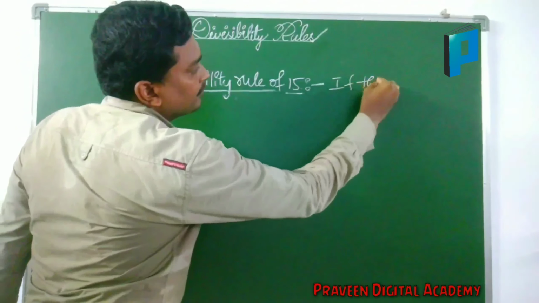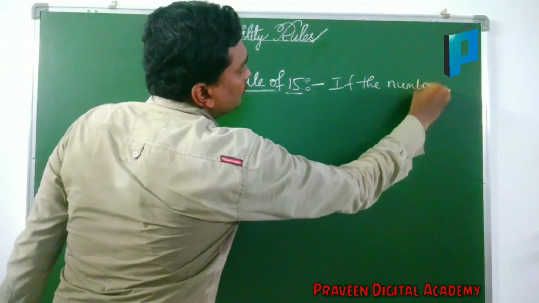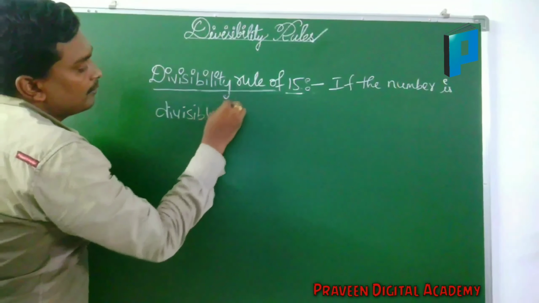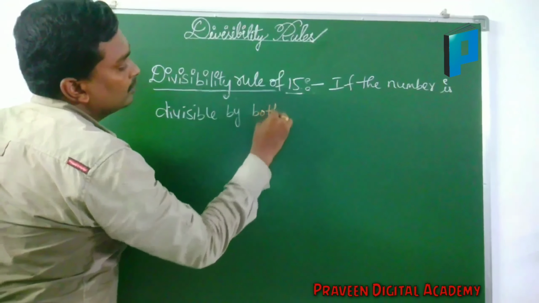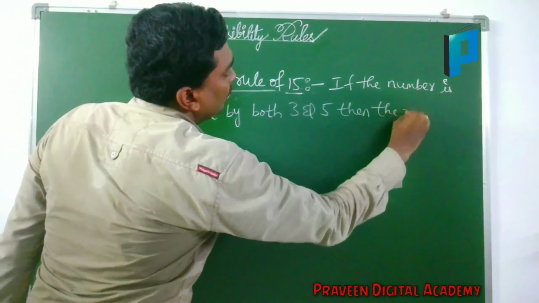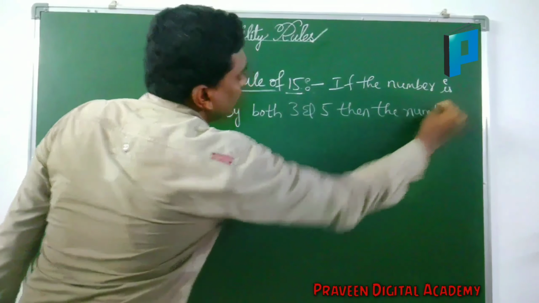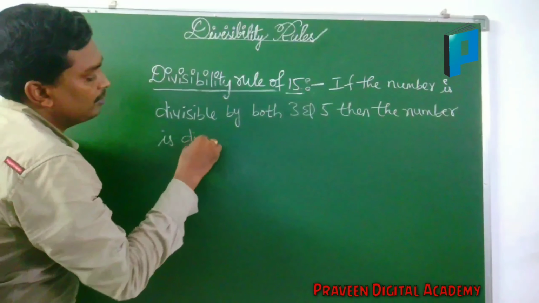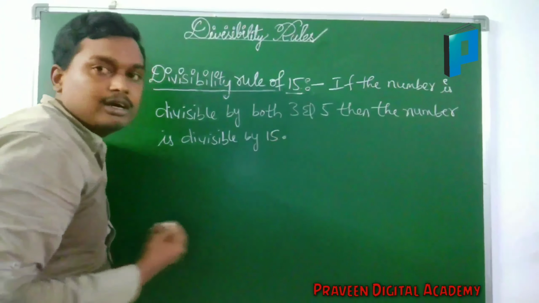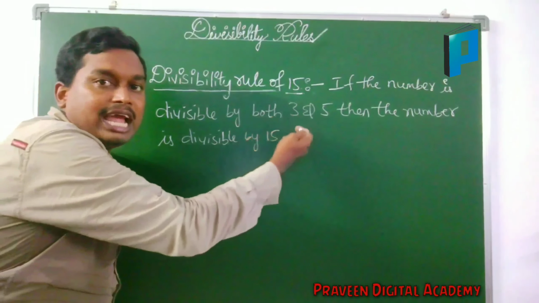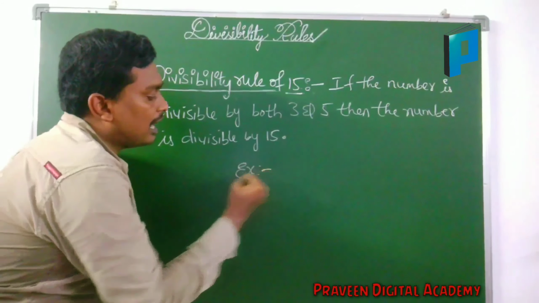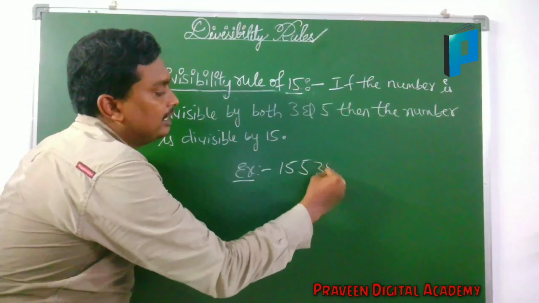Let us go for the divisibility rule of 15. If the number is divisible by both 3 and 5, then the number is divisible by 15. Here, if the number is divisible by both 3 and 5, then the total number is divisible by 15. For example, if you are having a question 15535.